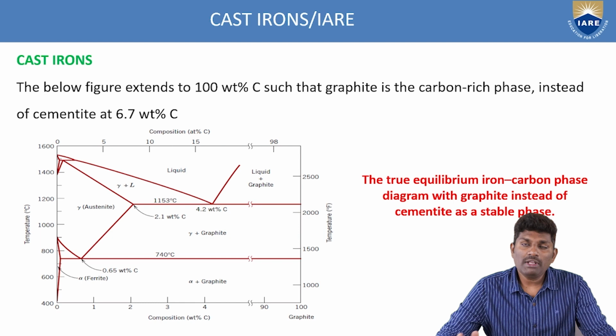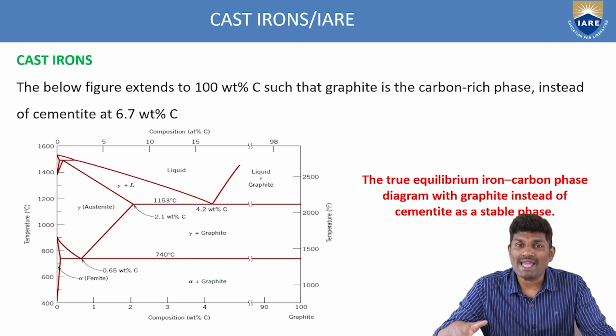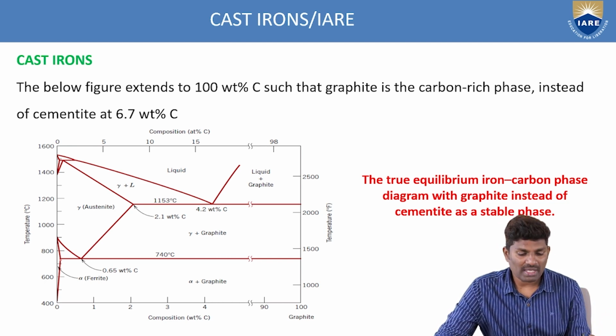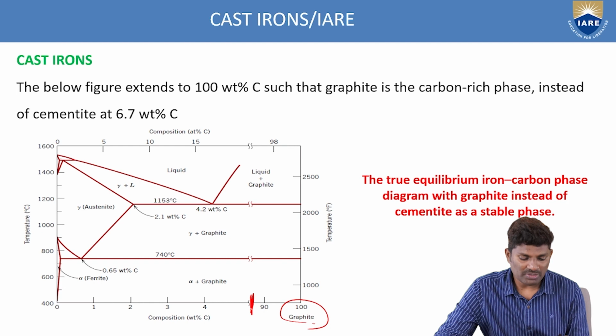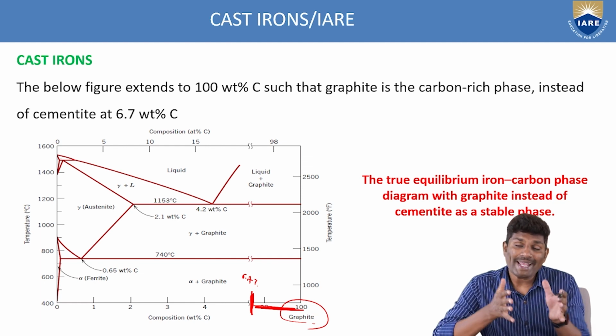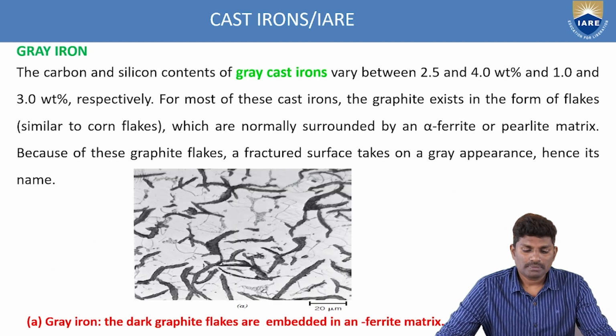Now, equilibrium diagrams we have seen. What is an equilibrium diagram? It shows the equilibrium phases which exist in the phase diagram. The cast iron figure below extends to 100 weight percentage, but generally we are taking up to 6.7% only. If you cross 6.7, we get into graphite nature. So this is the second part, another part of the iron carbon phase diagram.